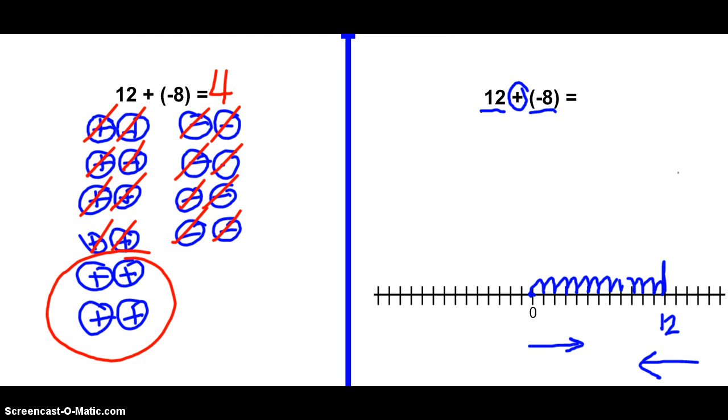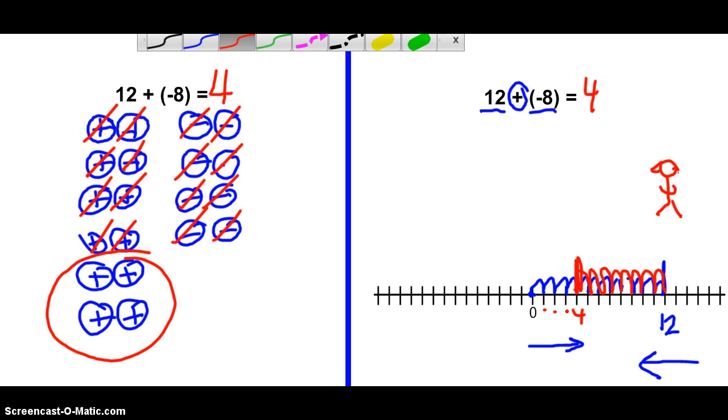Alright, so it's like you turned your body around. Just for an example, if I had a guy, and I'll just draw my nose so we know we're looking this way. Alright, he's turned around to the negative, but he's walking forward this way now. And we're walking forward 8 this way. 1, 2, 3, 4, 5, 6, 7, 8. Stops right here, and that's 1, 2, 3, positive 4. Okay, so it works out again.